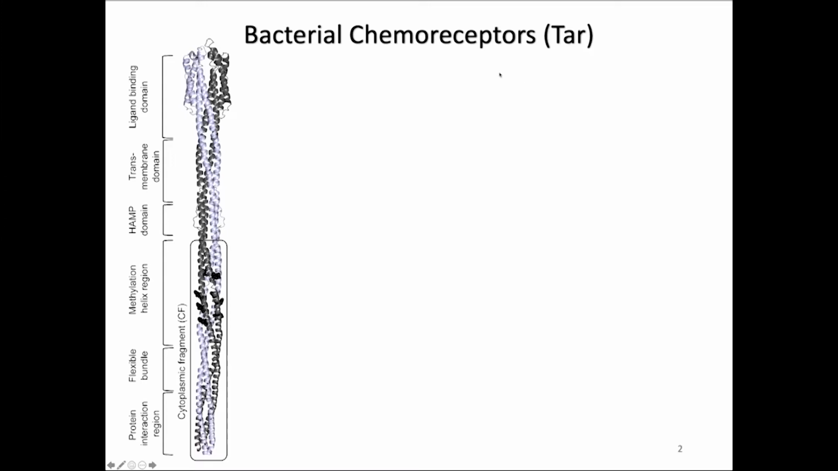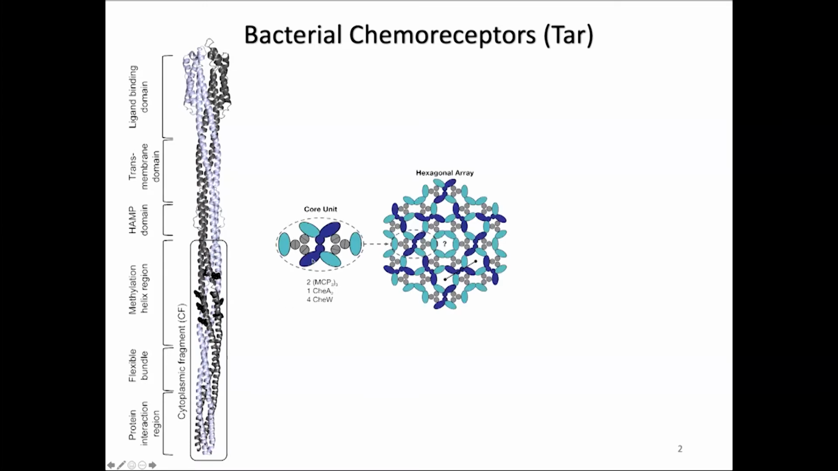We work with bacterial chemoreceptors, especially the TAR or the aspartate receptors. These are really long proteins, which are homodimers. These homodimers form trimers of dimers, and they are associated with two other proteins, the CheA, which is a histidine kinase, and the CheW, which is a coupling protein, and they form these beautiful hexagonal arrays.